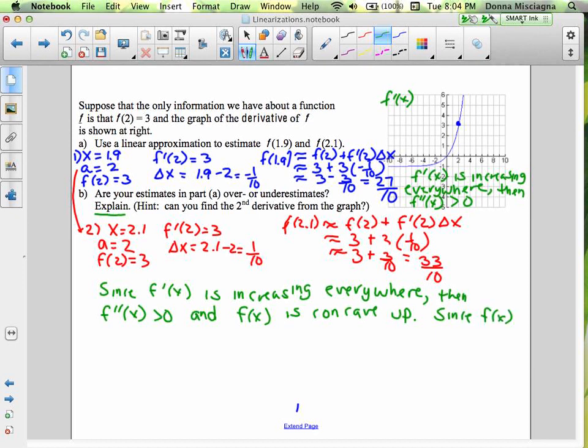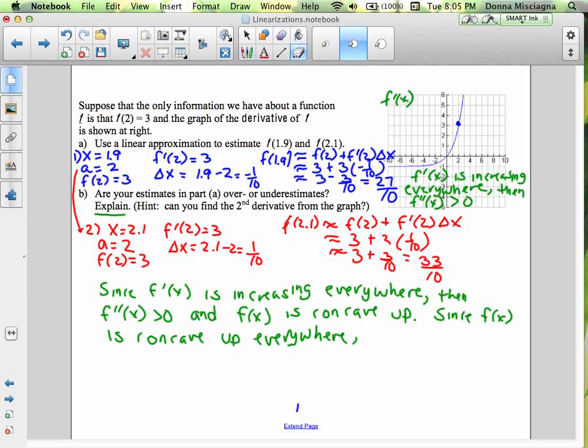since f of x is concave up, and you can either put everywhere or near our value. If it's everywhere, it's near our value. I think putting everywhere covers it. So if the first derivative is increasing everywhere, the second derivative has to be positive everywhere, and therefore f of x has to be concave up. Since f of x is concave up everywhere, I'll just put the estimate, because it's going to apply to both of them.